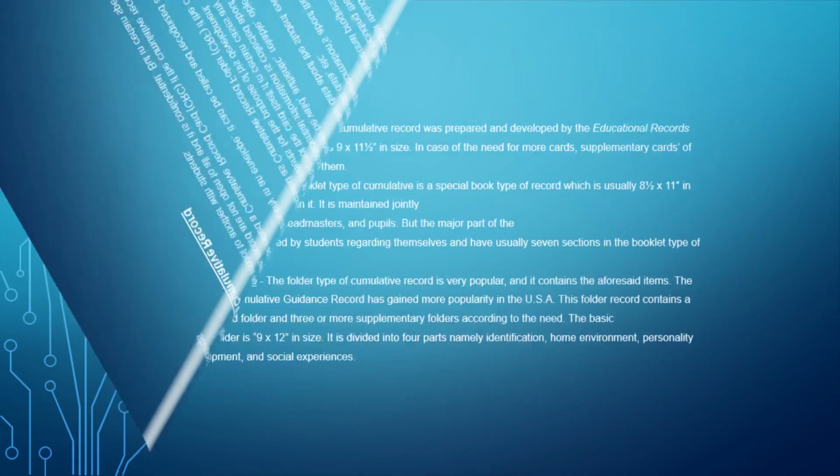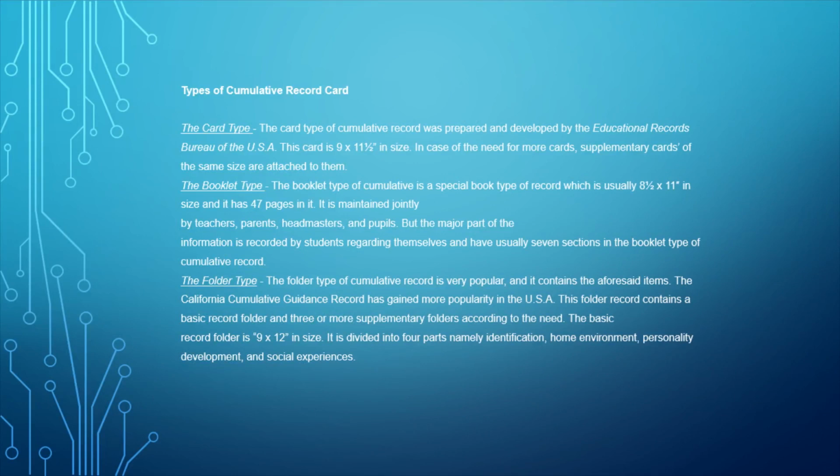Types of cumulative record card. The card type. The card type of cumulative record was prepared and developed by the Educational Records Bureau of the USA. This card is 9 by 11.5 inches in size. In case of the need for more cards, supplementary cards of the same size are attached to them.